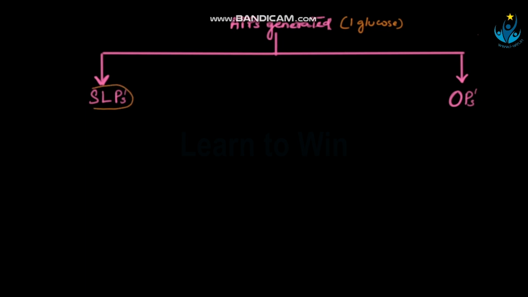One is SLPs, that is ATPs produced directly at substrate level phosphorylation, and the second one is the ATPs that are produced during the oxidative phosphorylation of NADH and FADH2. So we can call this also the respiratory balance sheet. This balance sheet gives an idea of how many ATPs each step of aerobic respiration is generating and through which process it is generating them.